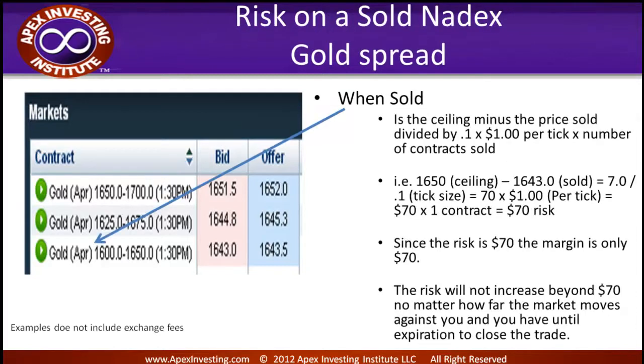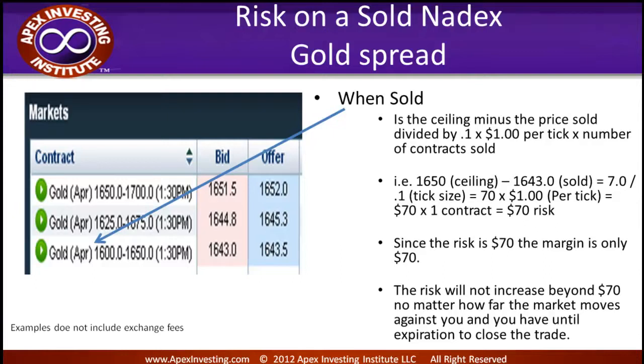Okay, so now let's say that we think gold's going to go down. We could then sell, say, the lower spread. And we'd simply take the ceiling $16.50 minus the price we sold at, the bid price of $16.43. The difference is 7.0 divided by the tick size of 0.1, and that gives us 70 ticks of risk. Well, $1 per tick gives us a $70 risk per contract. So if we did just one contract, we have $70 in risk.